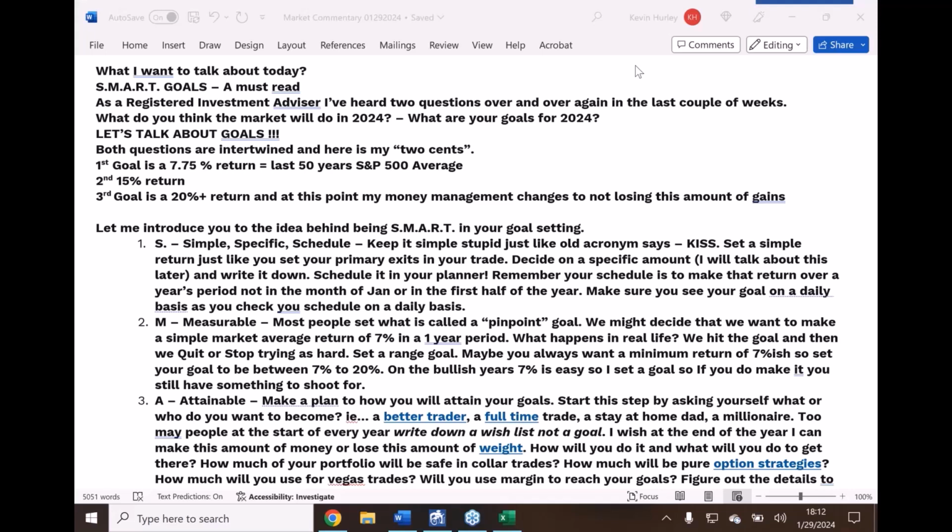Number 2 is measurable. A lot of people set a pinpoint goal. I want 20% a year. I disagree with pinpoint goals. I believe they need to be a range. I call it a range because that's what happens in real life. Real life, things come up. And as things come up, I want to set a range goal, something that gives me the opportunity to fall somewhere in that range so I can accomplish it.